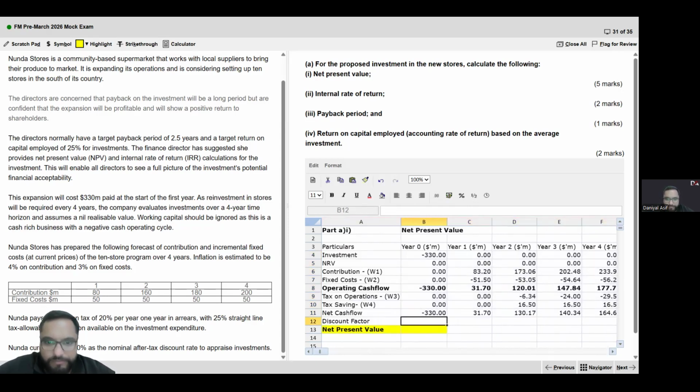Now, how much is the discount factor? Nanda currently uses a 10% nominal after-tax discount rate to appraise investments. So 10%. One way to calculate NPV is to write separate discount factors in each cell, multiply each of my net cash flows with that particular discount factor, and then add them all together to get my NPV. This is the traditional way.